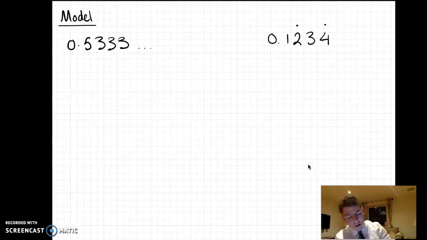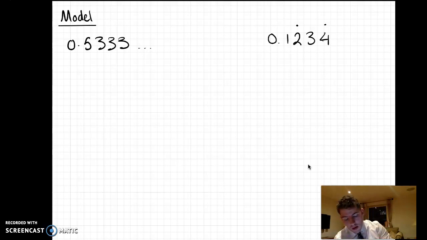What happens here? We have to recognize where the recurring decimal is coming from. So this is going to be 0.53 recurring. Same thing, I'm going to let that equal x. Well, I'm going to times it by 10. 5.3 recurring equals 10x.